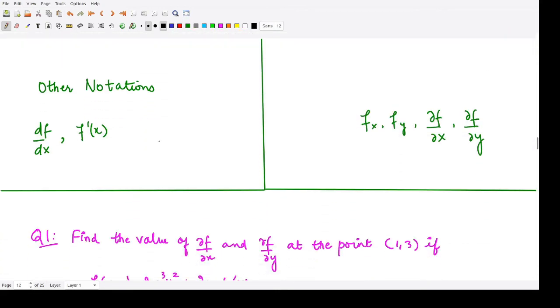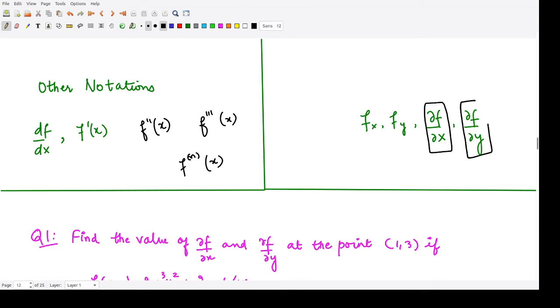We have other notations. For derivatives, you use df by dx, or you use the dash symbol to represent the first derivative, double dash to represent the second derivative, triple dash for the third derivative, and the nth derivative is represented by n in round brackets, and so on. And the partial derivatives are either represented by the del notation, or you could represent them as f with the subscript x. So here f is the dependent variable and x is the independent variable with respect to which you want to perform the derivative, and you keep all the other variables fixed.